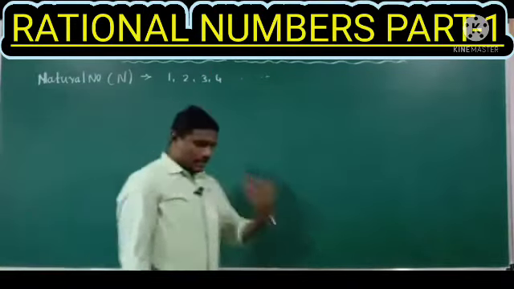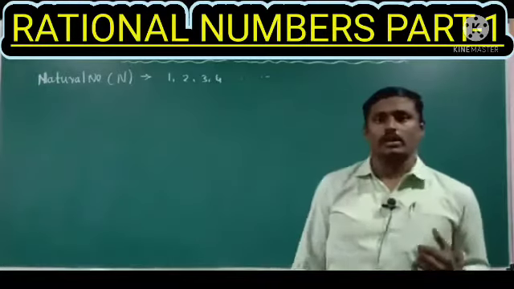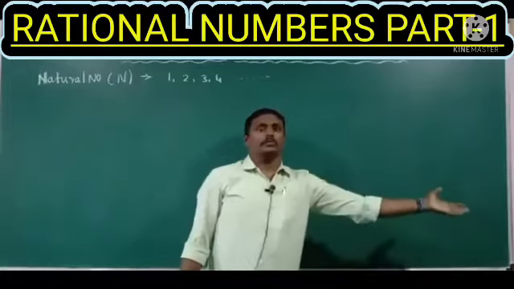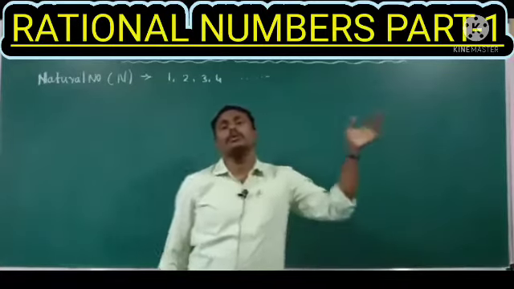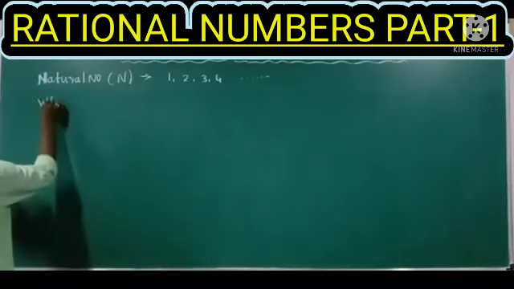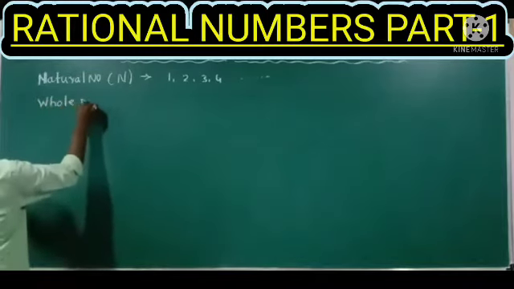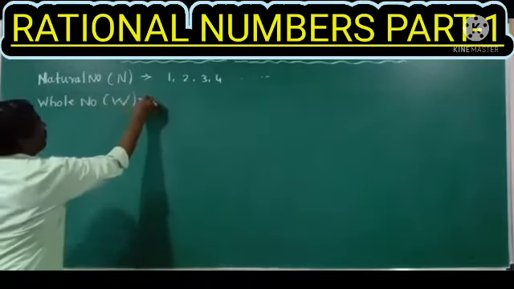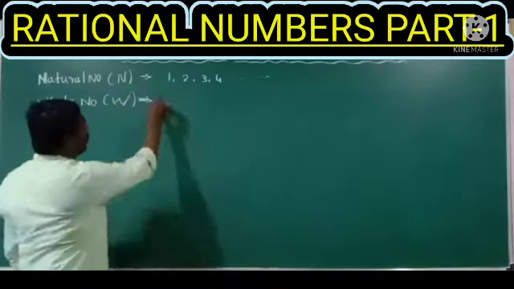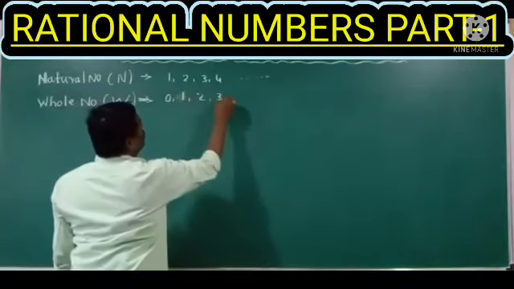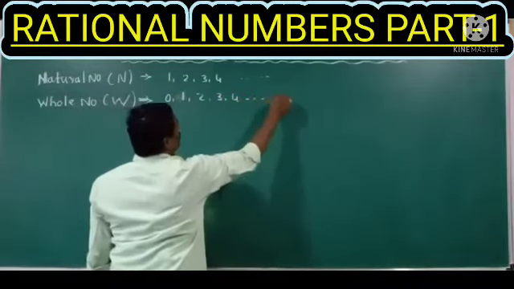Now the next one, the whole numbers. Whole numbers are the numbers which start from 0, we call them whole numbers. These whole numbers are represented with the symbol W. So whole numbers start from 0, 1, 2, 3, 4 and so on.